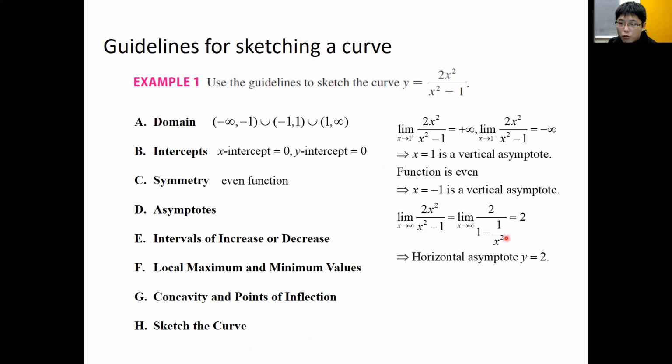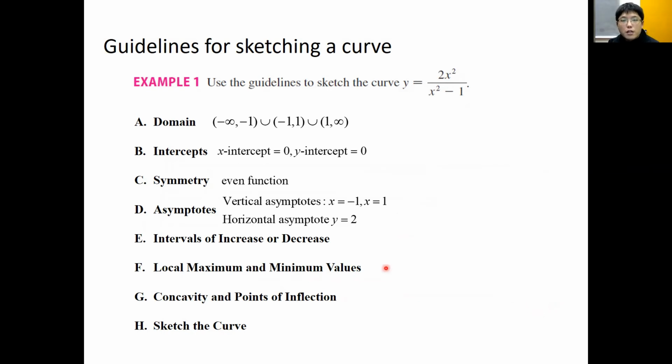Well, this guy simply approaches 0, so what I will get is simply 2. So this will tell me that the horizontal asymptote is y equals 2. And moreover, since the function is even, we see that the limit of the function when x approaches minus infinity is also going to be 2. Okay, so these are the asymptotes we have found. We have vertical asymptotes x equals minus 1 and x equals 1, and we have the horizontal asymptote y equals 2.